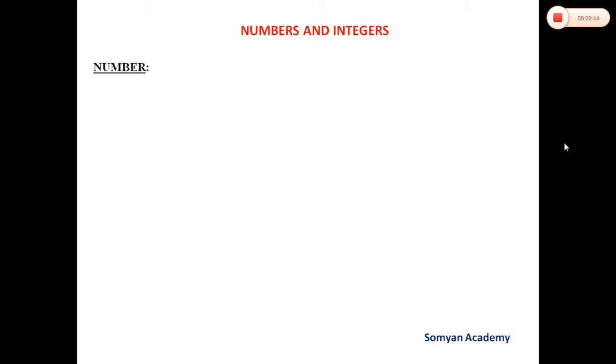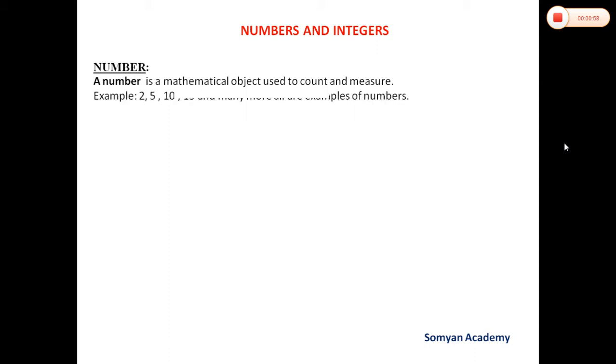A number is nothing but a mathematical object. We'll say that a number is a mathematical object used to count and measure. This is very simple. Examples are 2, 5, 10, 15 and many more; all of these are examples of numbers.